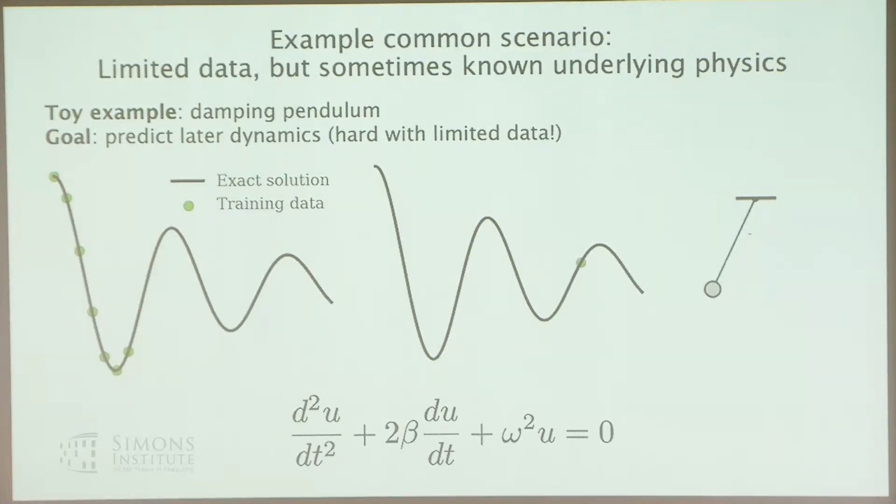So we have this common scenario where we have limited data, so let's say the training data is all of the green points. And our goal is to predict dynamics much later on in this situation. So in this case, we want to predict much further out than the green points. And let's say this is a super toy example. Let's say that we know that there is some governing ODE that represents the underlying physics, in this case, some type of harmonic oscillator behavior.